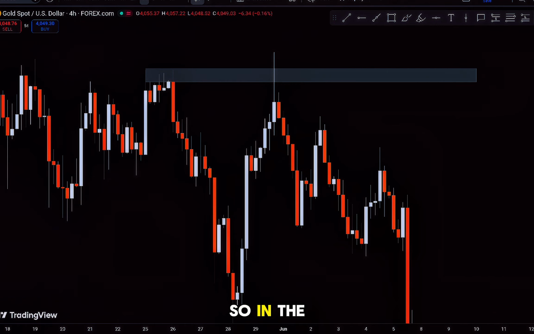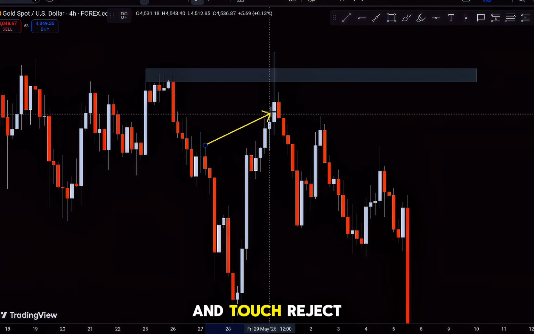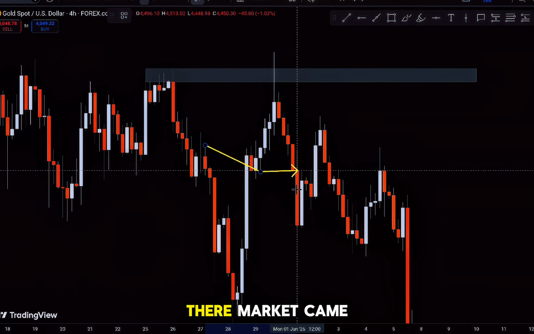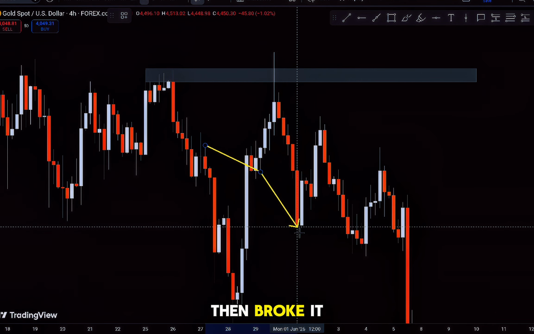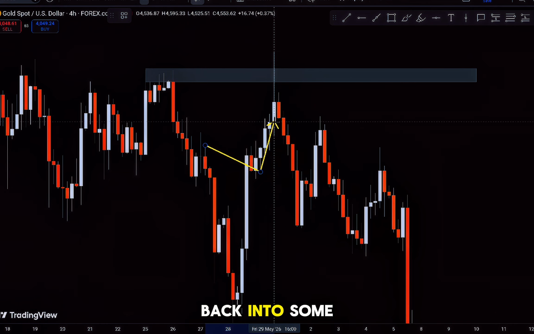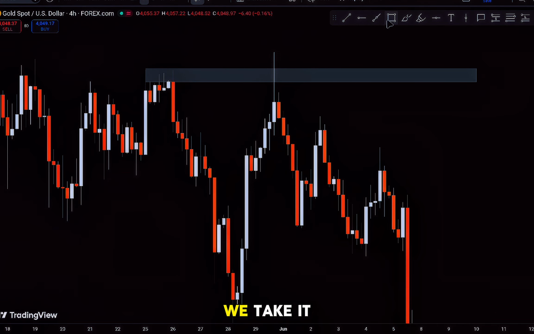So in the H4 time frame here, we can see how market came and touched, rejected, and then this was the last push that pushed the market there. Market came from here and then broke it, and then we got this pullback into some levels there. And if we want to understand the levels, we take it from here.